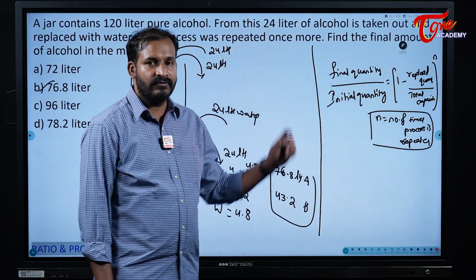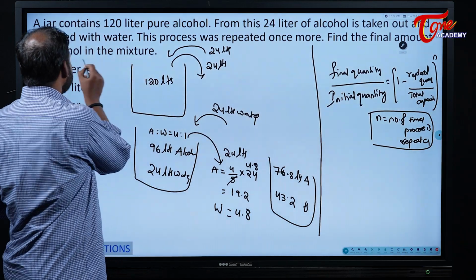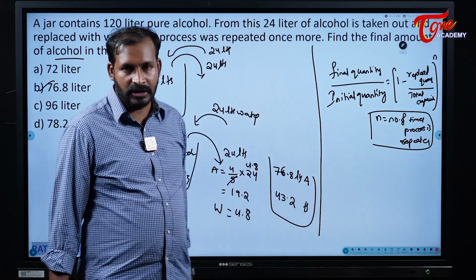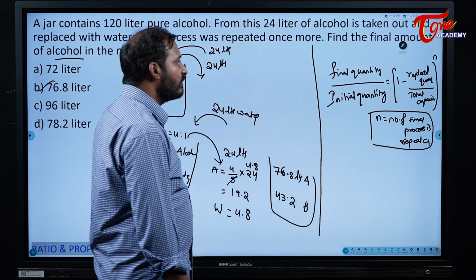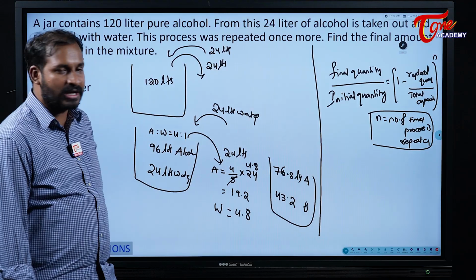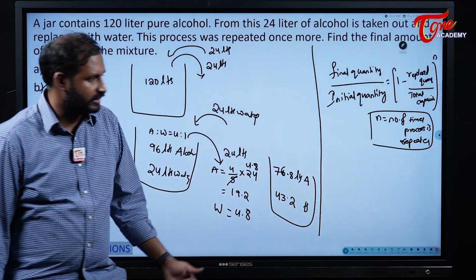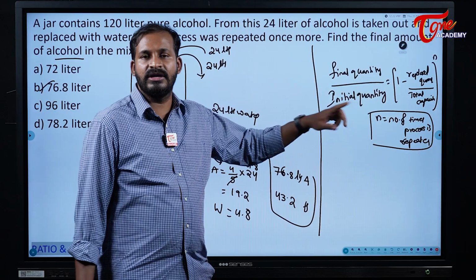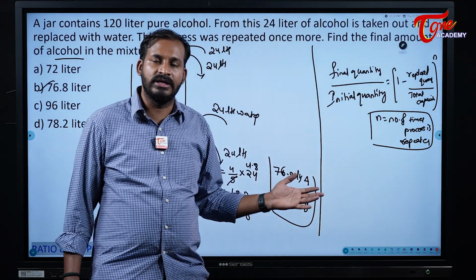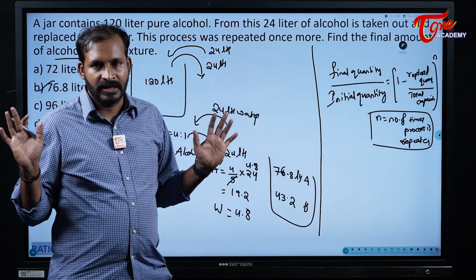So this is the answer for us. The final quantity of alcohol is what they are asking us to find. If for the same question they ask for the final quantity of water, see here students, initially the jar doesn't contain any water. So if I take initial quantity as 0, it becomes a problem. So in that case also, find out the final quantity of alcohol only, and from the total subtract the alcohol, you will get water. Understood?